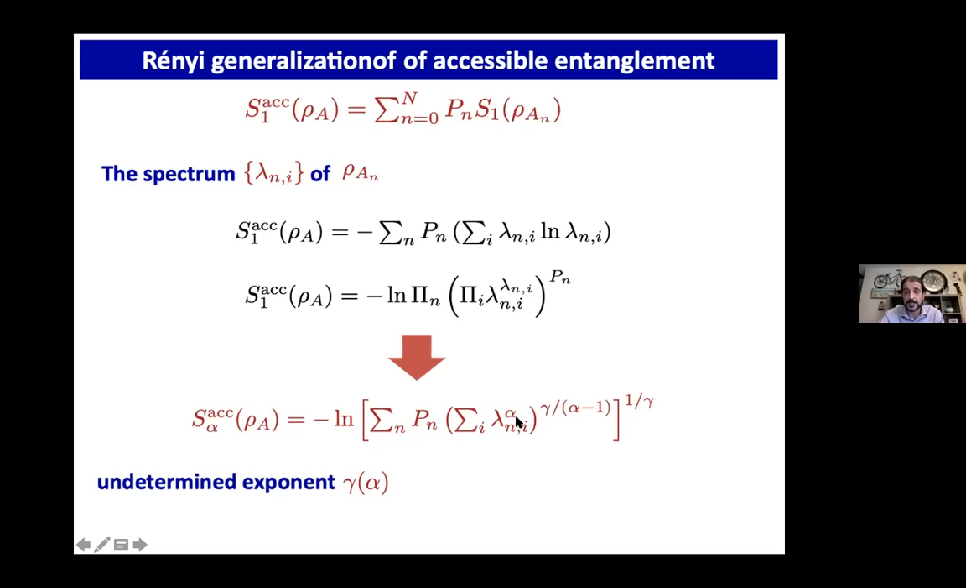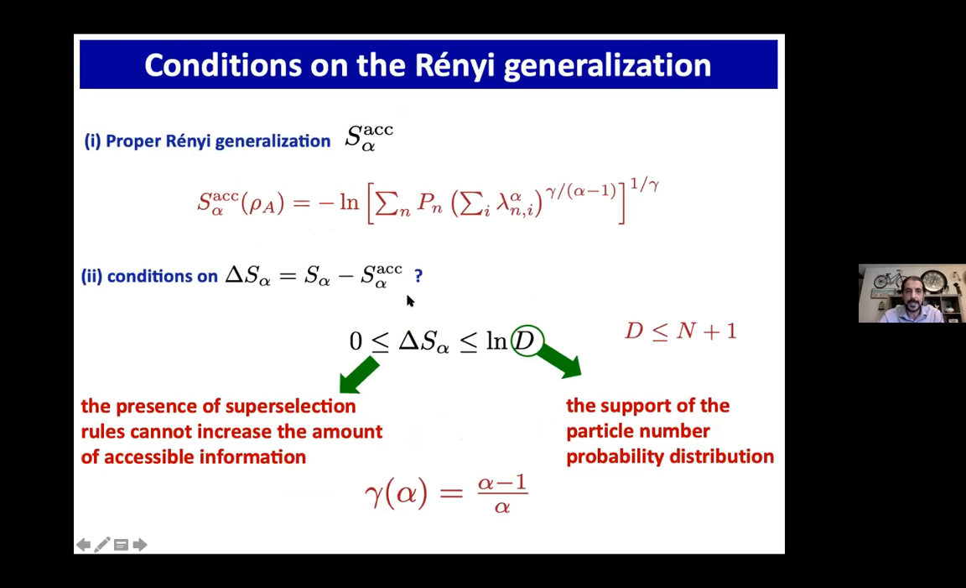We know one of these powers, it's the alpha minus 1. The other power we call gamma. Possibly it's a function of the parameter alpha. So the next thing is to try to see if we can determine what this exponent is. In order to do this, we go back and consult the inequality that we already have on the delta S alpha, the difference between the two.